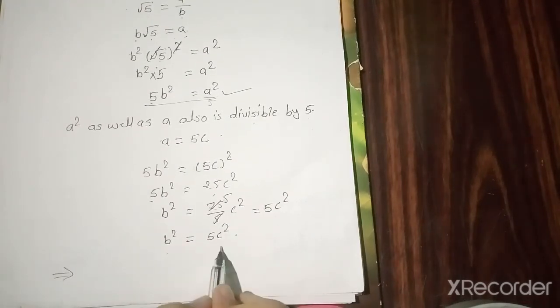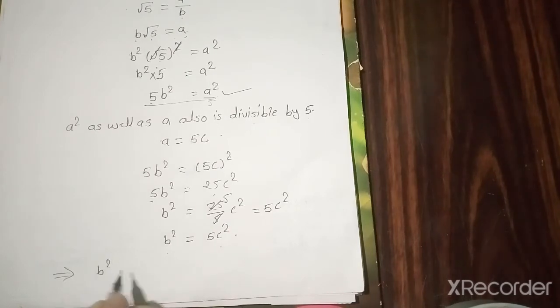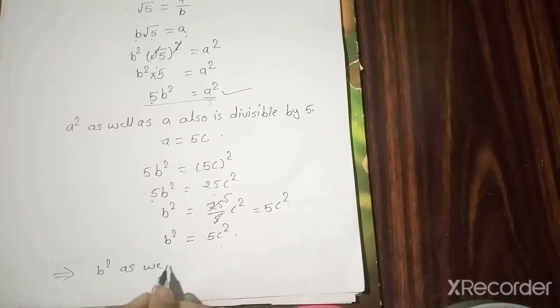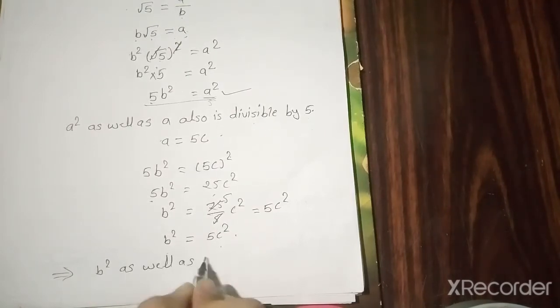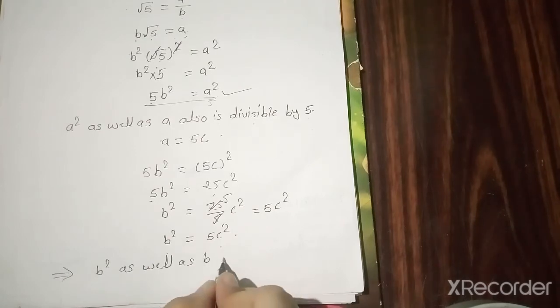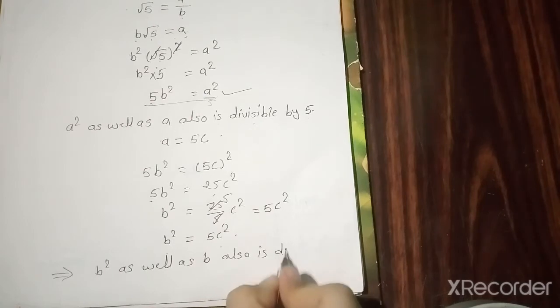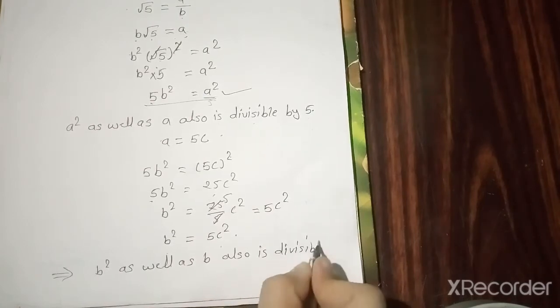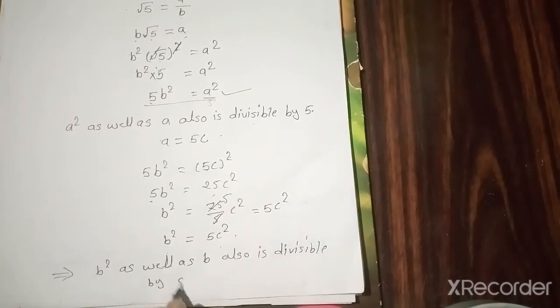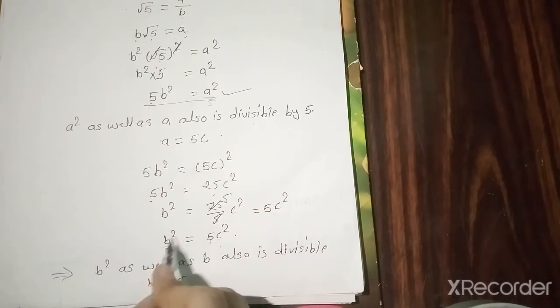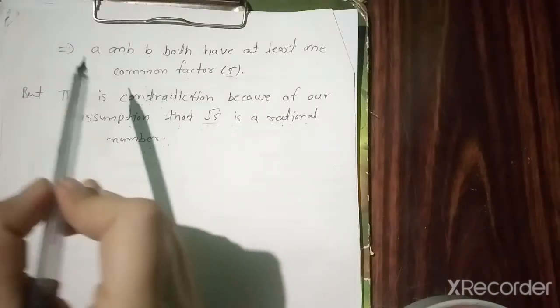The meaning of this expression is that b square as well as b is also divisible by 5. When we transpose this 5 to this side, here b square upon 5, so b square is divisible by 5.